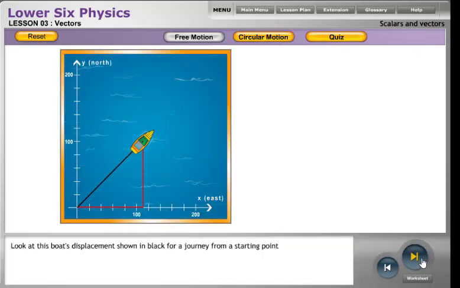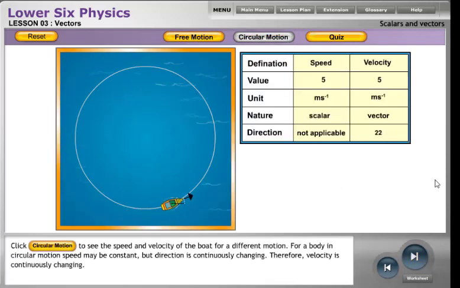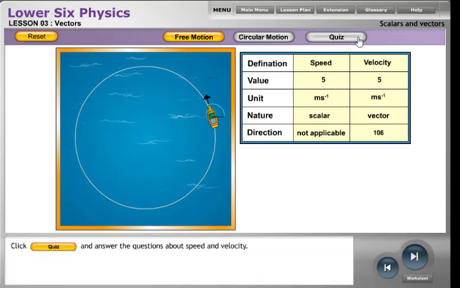Look at this boat's displacement shown in black for a journey from a starting point. Click Circular Motion to see the speed and velocity of the boat for a different motion. For a body in circular motion, speed may be constant, but direction is continuously changing. Therefore, velocity is continuously changing. Click Quiz and answer the questions about speed and velocity.